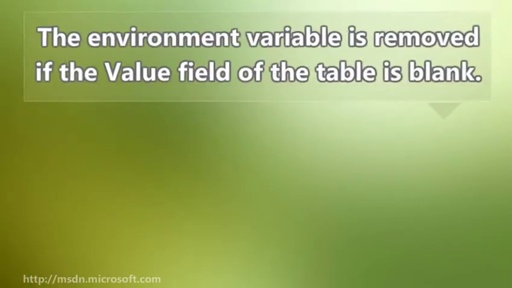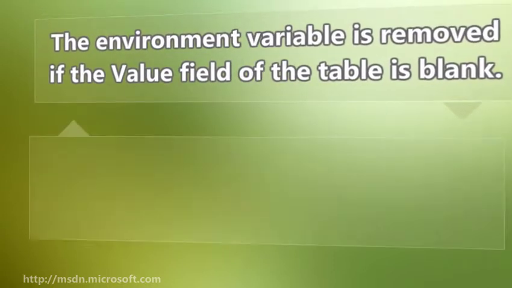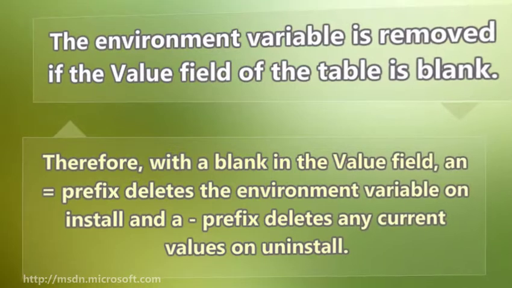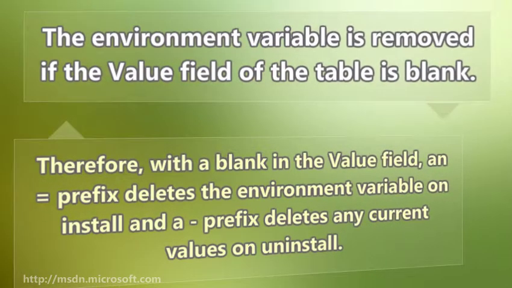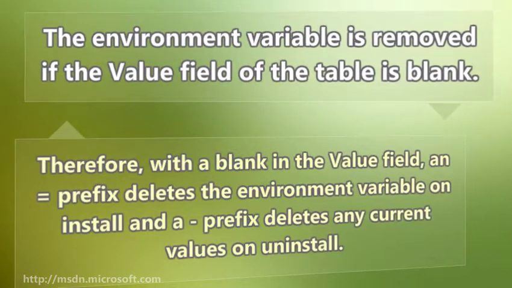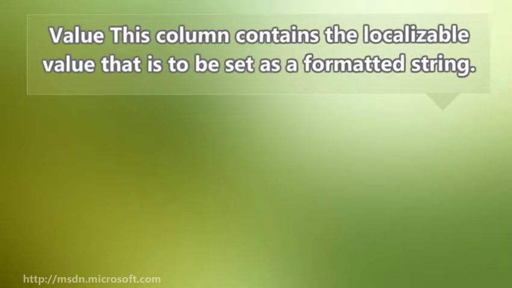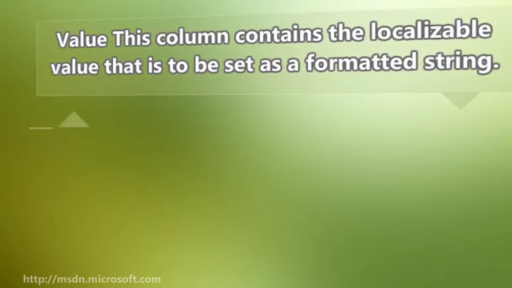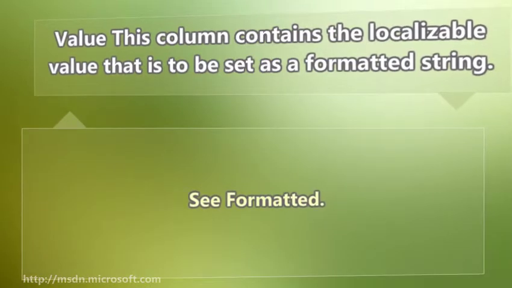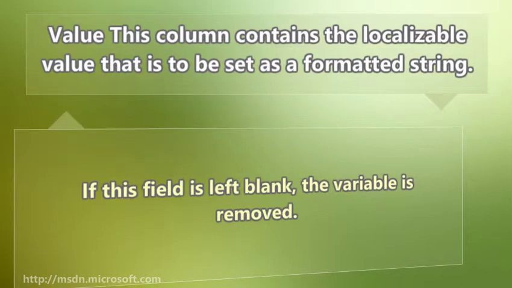The environment variable is removed if the value field of the table is blank. Therefore, with a blank in the value field, an equals prefix deletes the environment variable on install and that prefix deletes any current values on uninstall. Value. This column contains the localizable value that is to be set as a formatted string. See Formatted. If this field is left blank, the variable is removed.